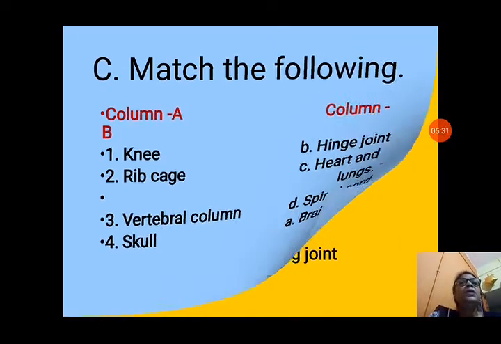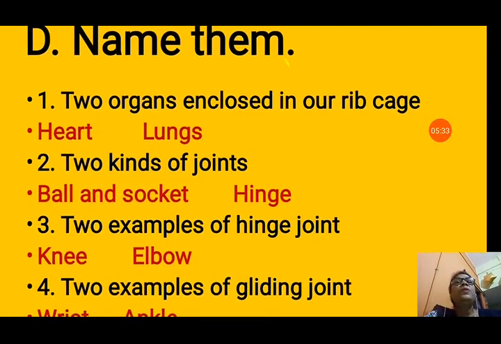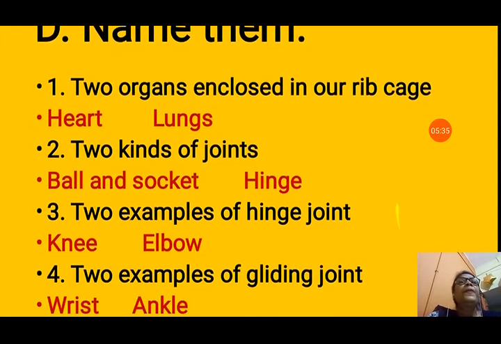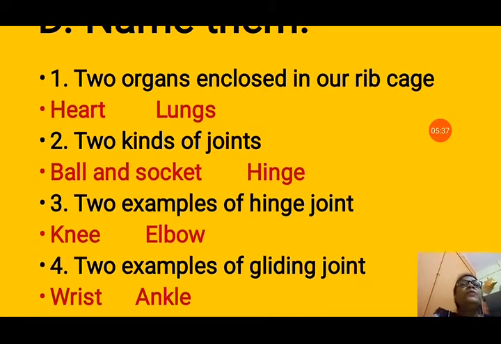Now next we will see about Exercise D, that is name them. In this you have to give two names for all these questions. Question 1: two organs enclosed in our rib cage. We have seen that our rib cage encloses our heart and lungs. So we can write here heart and lungs.